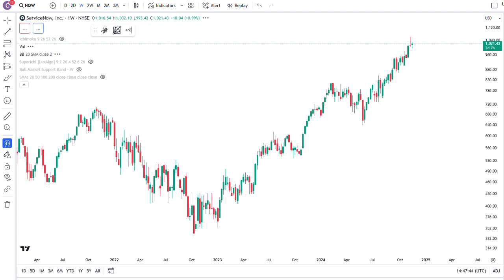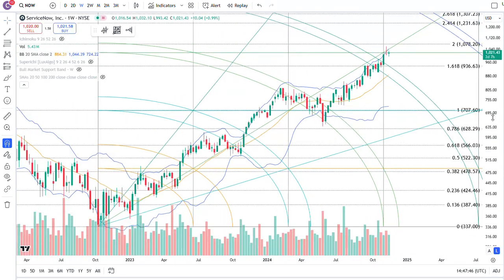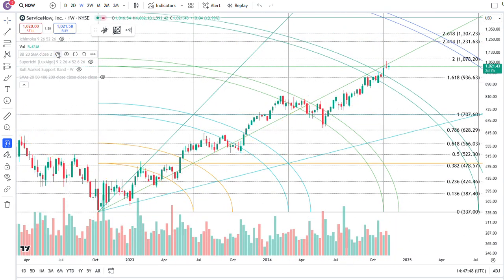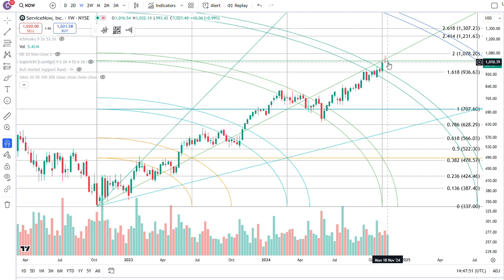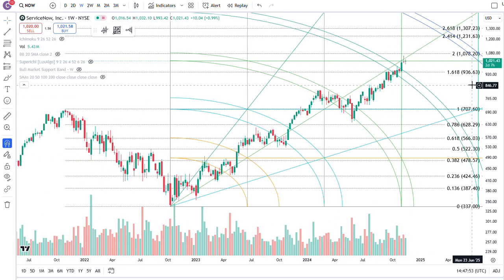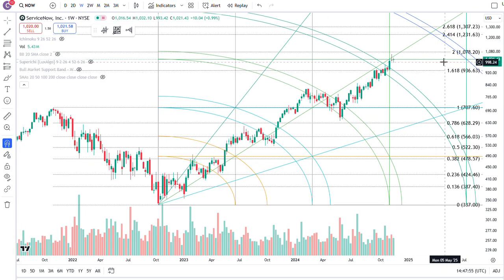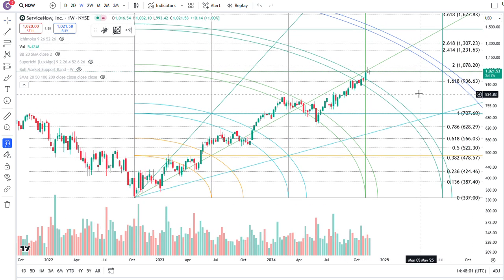Going for a couple more. Let's see. Somebody asked me about ServiceNow before. ServiceNow is hitting resistance here and again on the horizontal zone, but I think it's already broken out of the 1.618, so it's probably going to go a lot higher, at least to the 2.414. I think it's probably where it's going to go over time.